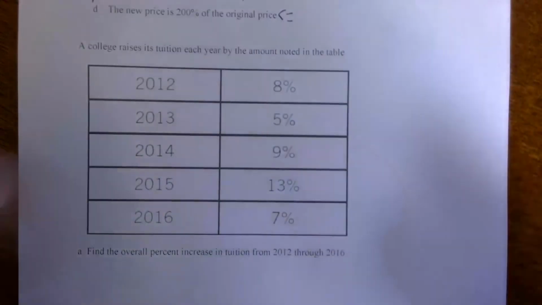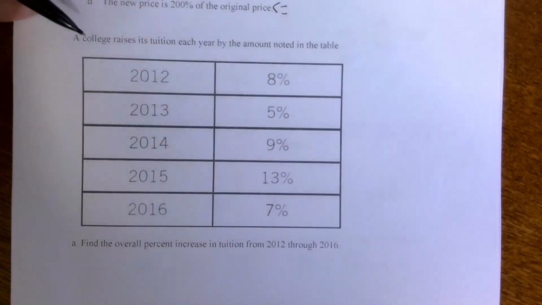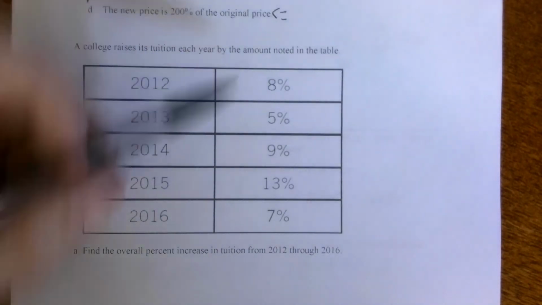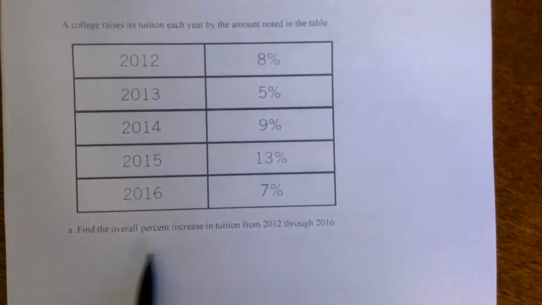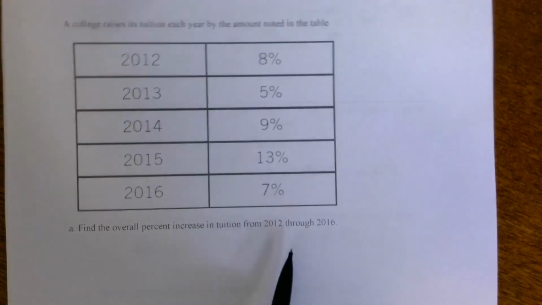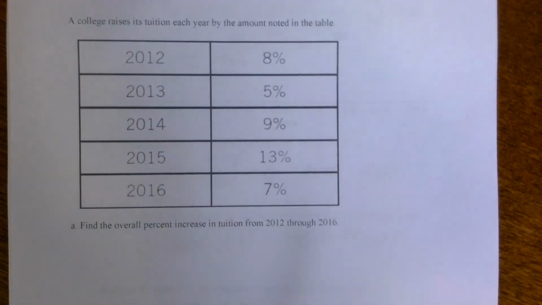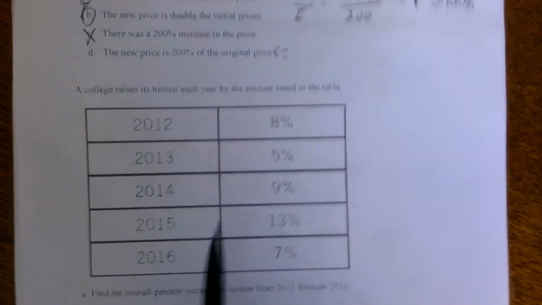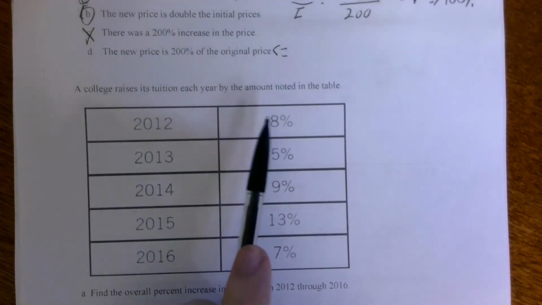So let's move on to this example here. This will be our last example. This one says a college raises its tuition each year by the amount noted in the table. It says find the overall percent increase from 2012 to 2016. This one is going to be a little bit more complicated, and the reason being is we have some price.